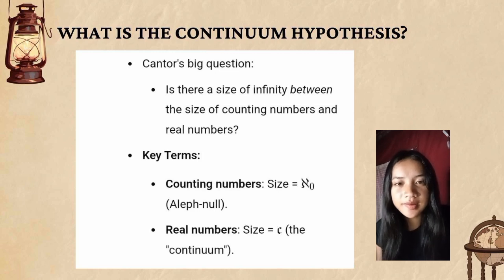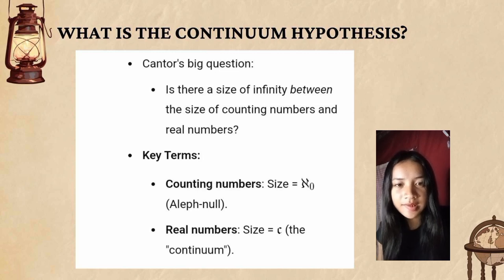Counting numbers are the natural numbers like 1, 2, 3, 4, and so on, denoted by the symbol Aleph Null, representing their size or cardinality. The real numbers include all numbers that can be represented on a number line, including decimals and irrational numbers. Their size is denoted by C, the continuum. Cantor's big question is whether there exists a size of infinity between Aleph Null and the continuum. This question has profound implications for set theory and our understanding of the nature of infinity.